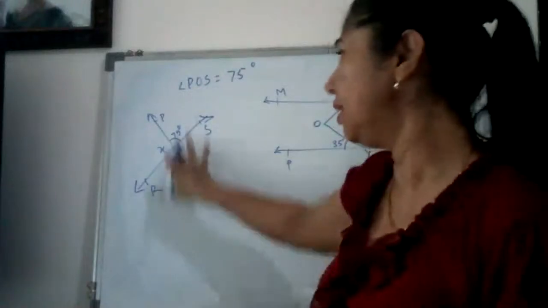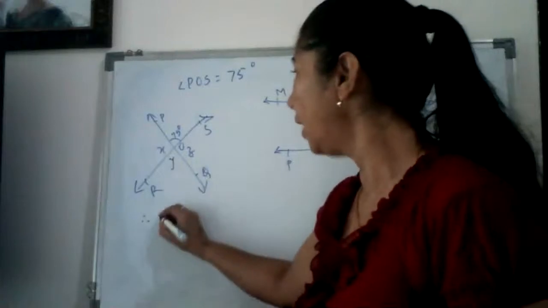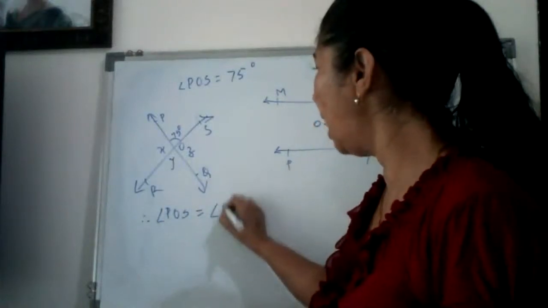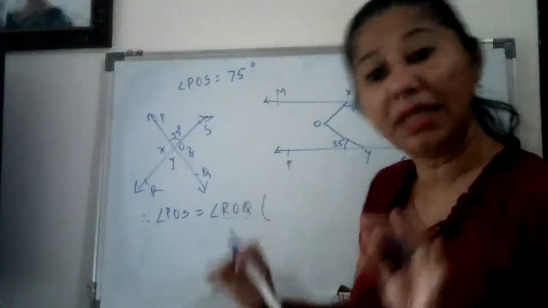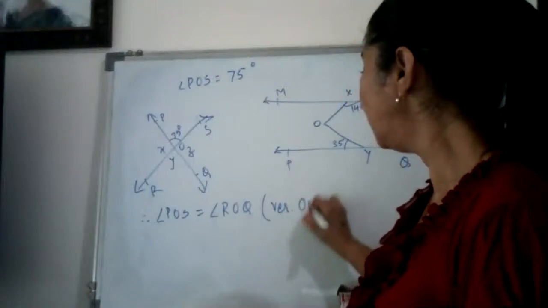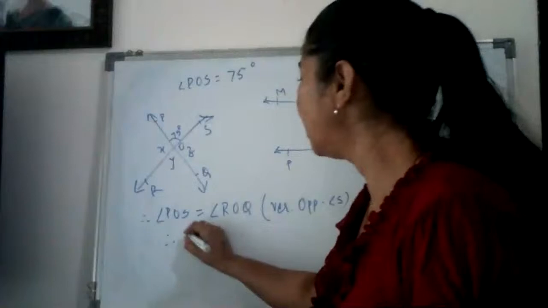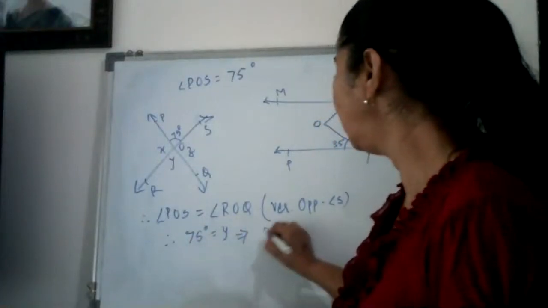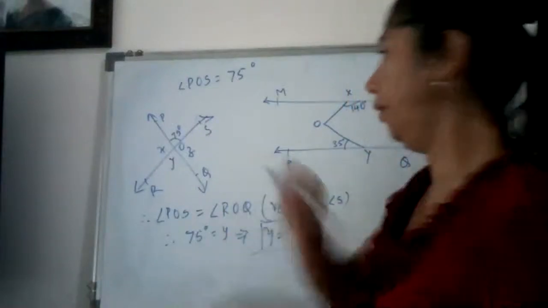So directly, if the values are written that way, or you can go systematically. Angle POS is equal to angle ROQ. Why? This is the reason. Simple. The name itself is a reason. Yes, vertically opposite angles, and therefore POS, that is 75 degrees, is equal to Y. That is, Y is equal to 75 degrees. So we got one value, Y, right?